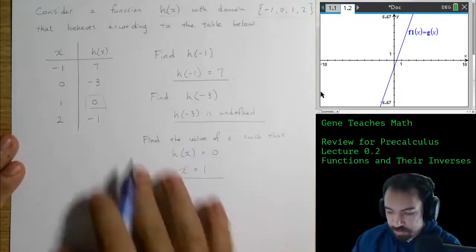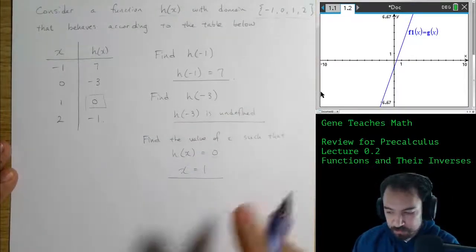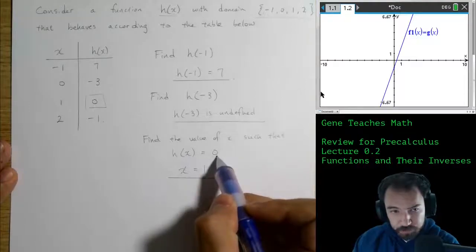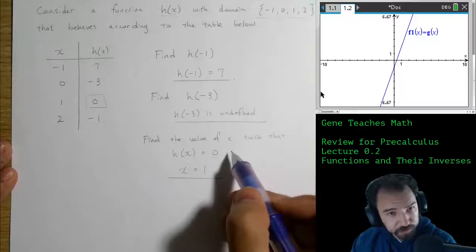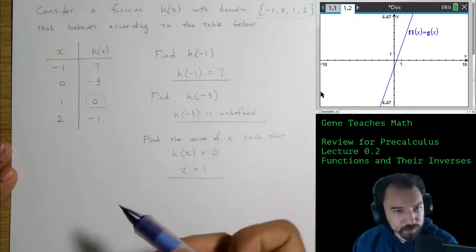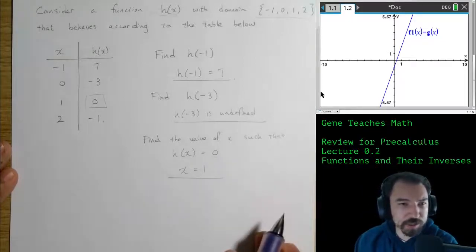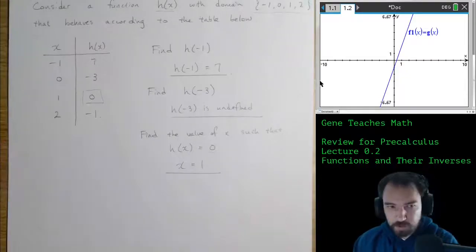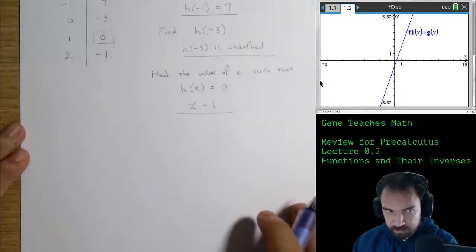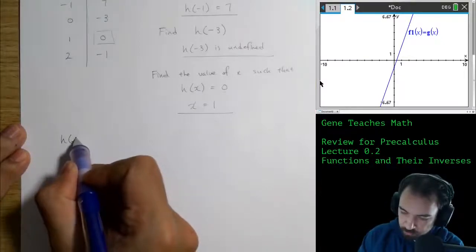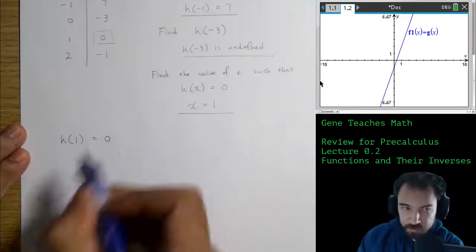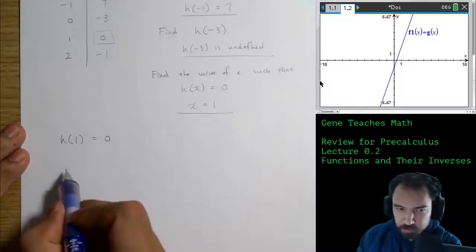Now, this action that we performed of using the output to go back and find the input that would produce that output, we're working backwards. And this is what we call an inverse operation. Okay. So the way I'm going to end up writing this is I'm going to say h of 1 is equal to 0. Okay. And then I'm going to write something very interesting.